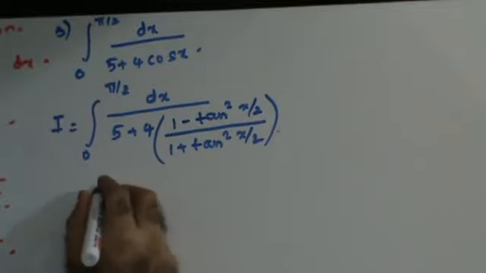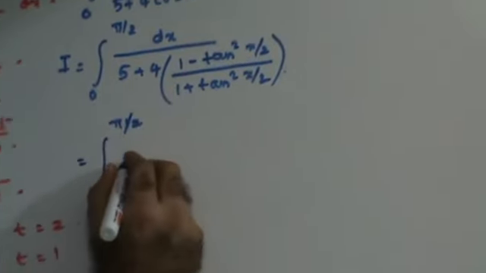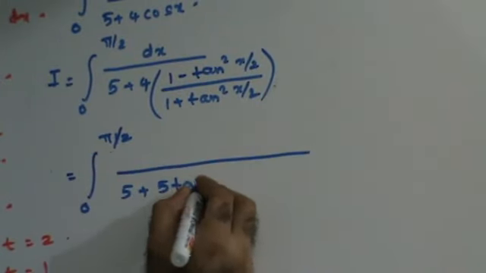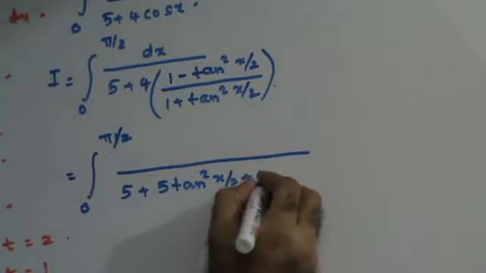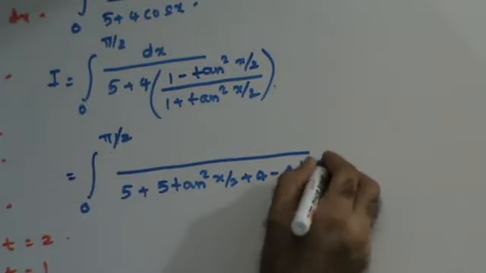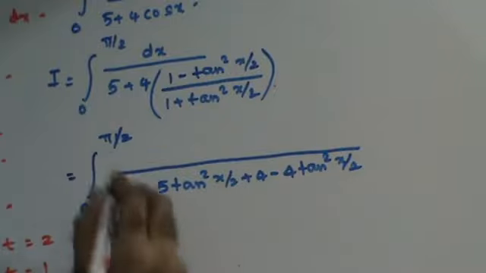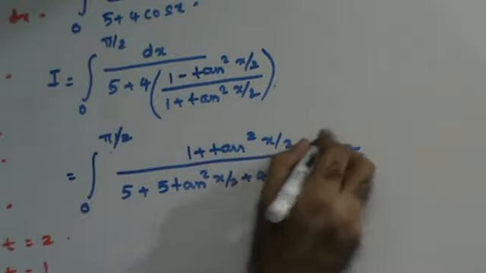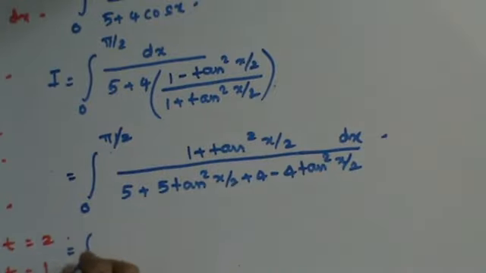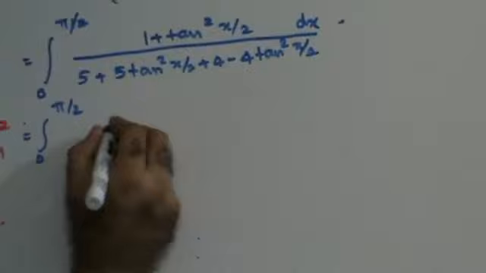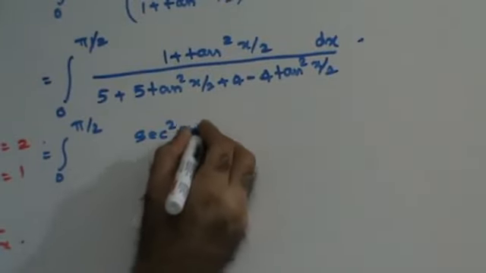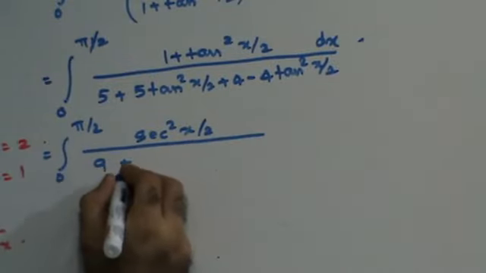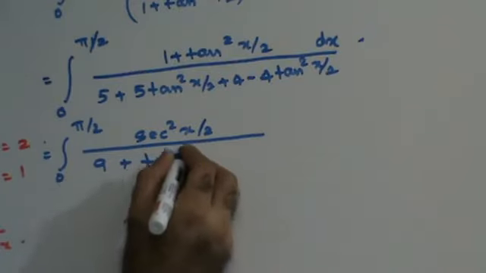This is integral of 0 to pi by 2. If I take LCM, this will be 5 plus 5 tan square x by 2 plus 4 minus 4 tan square x by 2. Denominator of denominator becomes numerator, 1 plus tan square x by 2 dx. 0 to pi by 2, 1 plus tan square x by 2 is sec square x by 2, 5 plus 4 is 9 plus tan square x by 2.